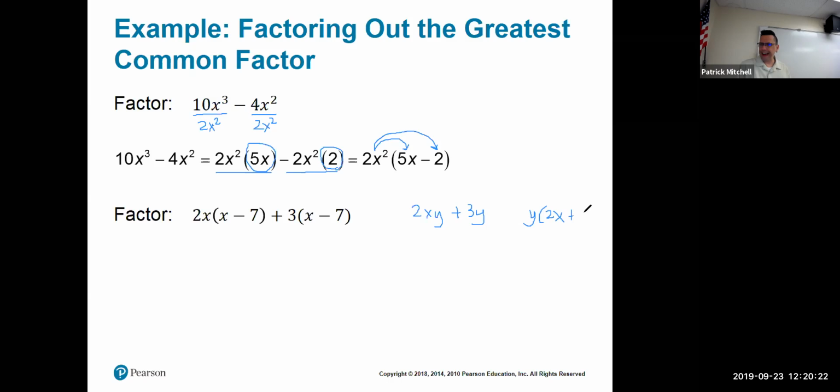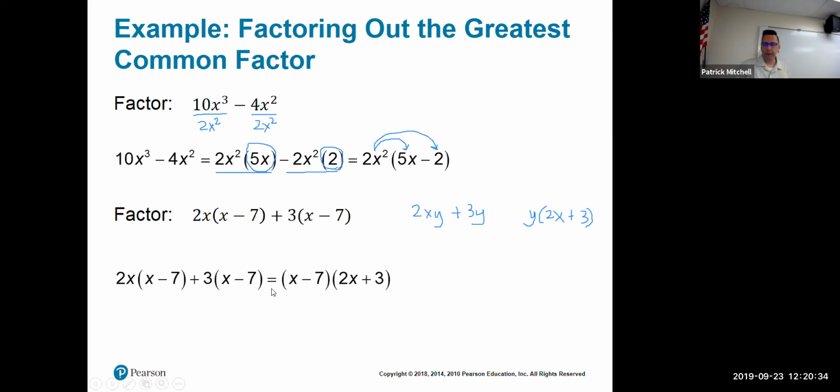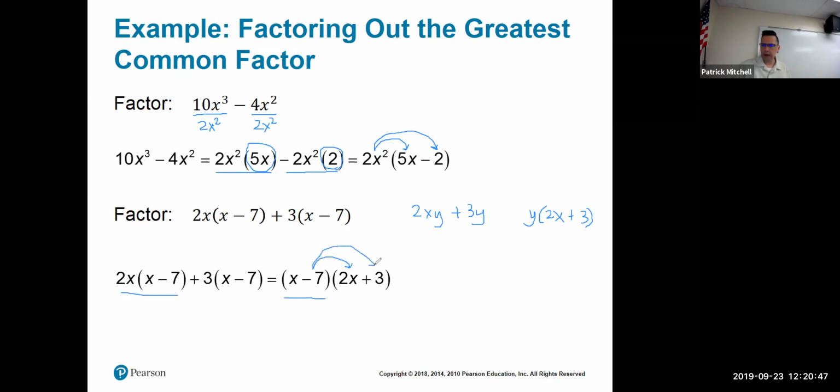Well, it works exactly the same way. So playing the role of y right now is x minus 7. So instead of factoring out a y, I'm going to factor out an x minus 7. Okay, so here is the x minus 7 times 2x. You see that over here. x minus 7 times 3. You see that over here.